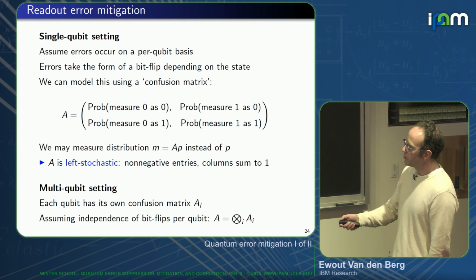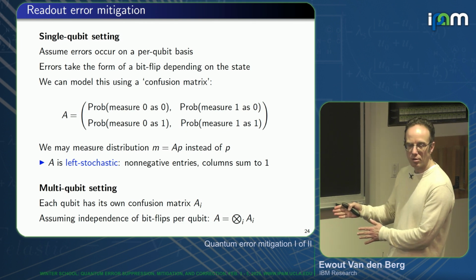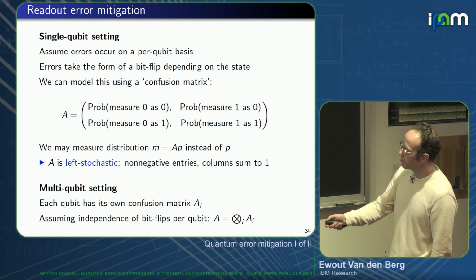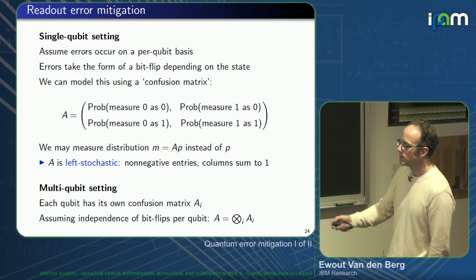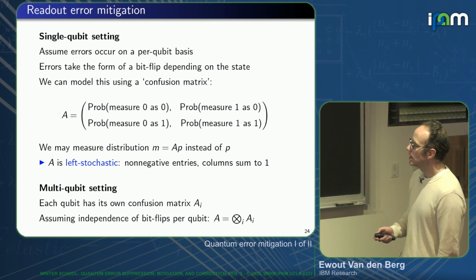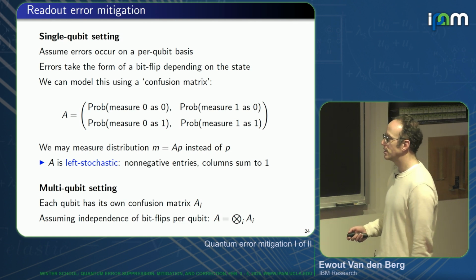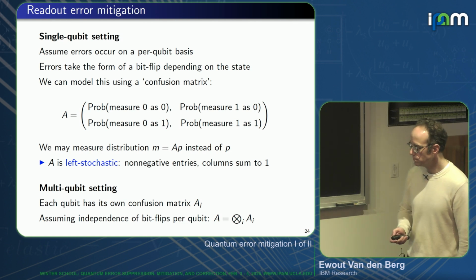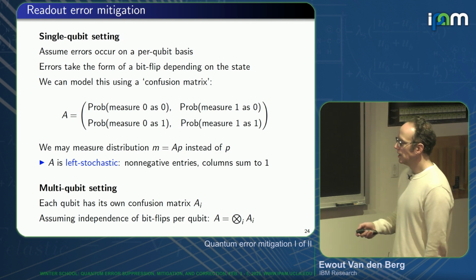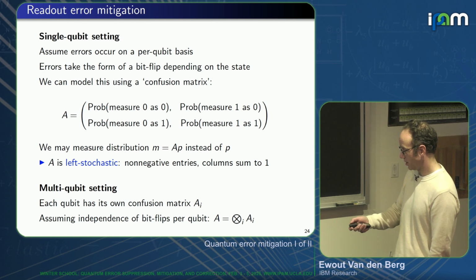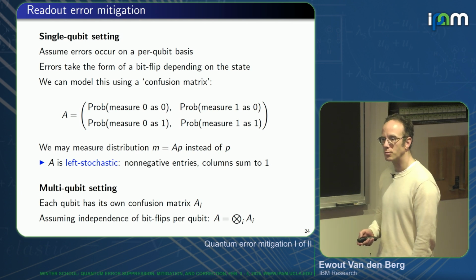So if P is the probability distribution of measuring 0s and 1s, then after this transformation, you would measure according to A times P. So you just map it. This matrix is left stochastic: it has no negative entries, and the columns sum up to 1. In the multi-qubit setting, one simple solution is to let each qubit independently have its own matrix, and you just take a Kronecker product of those matrices.